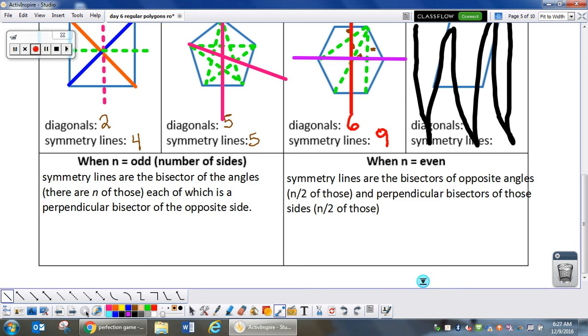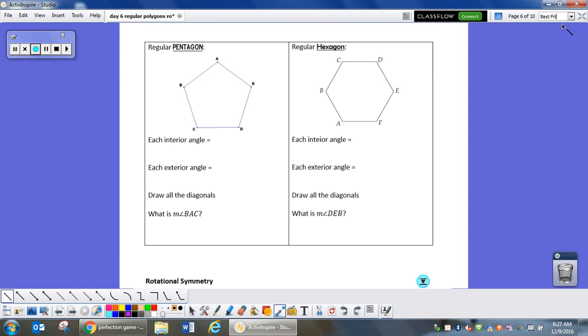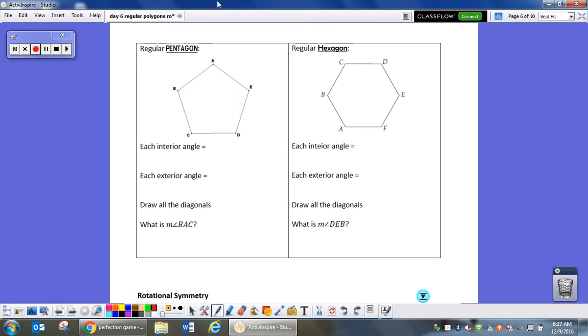All right, so if you flip over, we're going to look at a couple examples. So a regular pentagon means all your sides are equal, all your angles are equal, all your exterior angles are equal. So I would maybe make a note that the sum is 540. Each interior angle is 540 divided by 5, which is 108. And then each exterior angle is 72, 360 divided by 5.